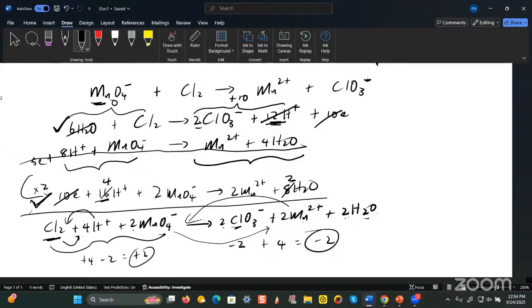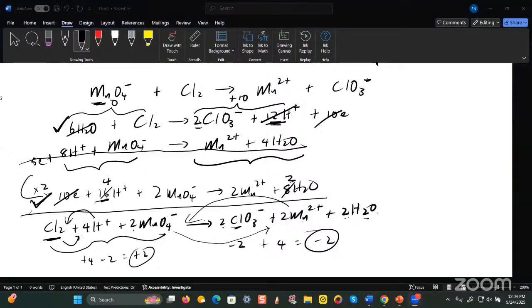Any questions or any other questions about this example? Any other questions? Okay, so that's pretty much it for this chapter, actually.